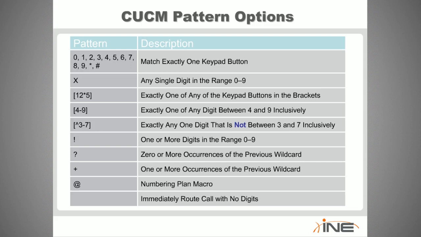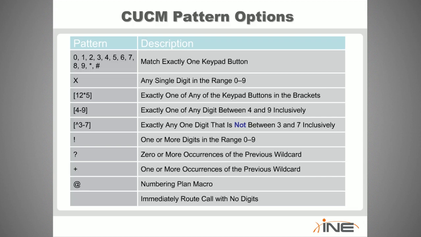This is a special CUCM-specific wildcard, or not wildcard, but operator. It is saying exactly any one digit in the brackets that is not between 3 and 7 inclusively. So it could be 0, 1, 2, 8, or 9, or star or hash. Okay? So one or more of the digits in the range of 0 through 9 is the bang, which we just talked about.